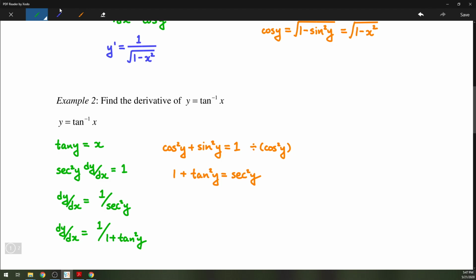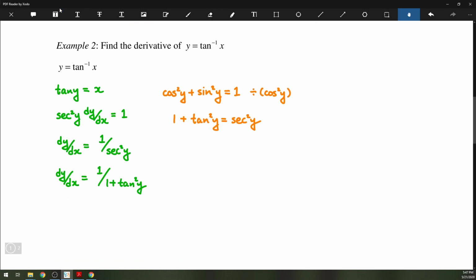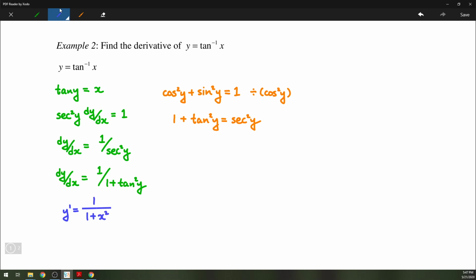But of course tangent square y is the same thing as x squared. We're going to use the same trick as the last example. So finally, y prime is going to be equal to simply 1 over 1 plus x squared. The same kind of technique can be applied to the rest of the trig ratios. So there will be 6 different inverse trigonometric functions and their derivatives. This will be given in a table on the next page. Let's continue then.